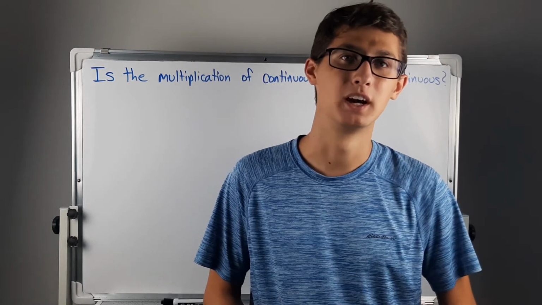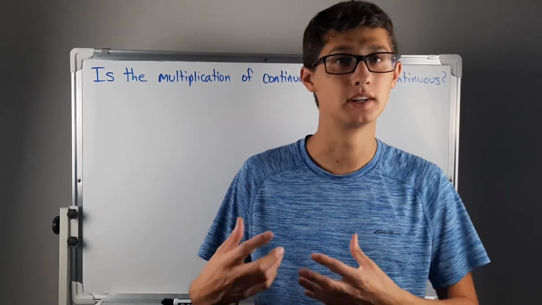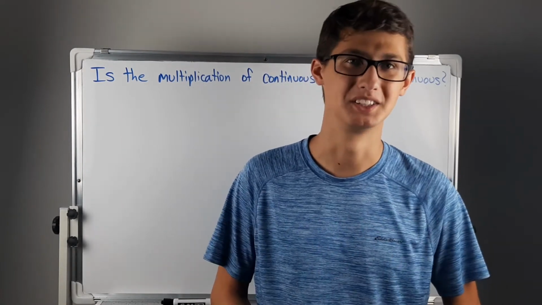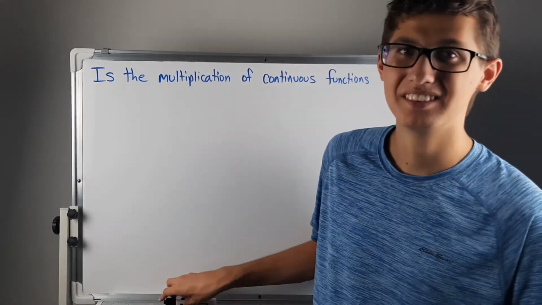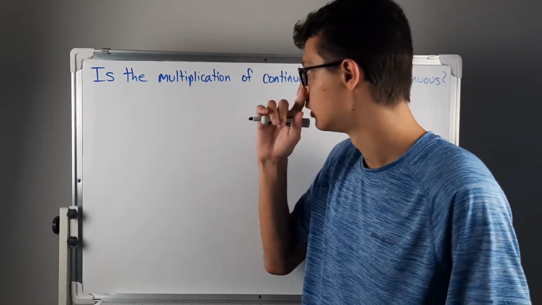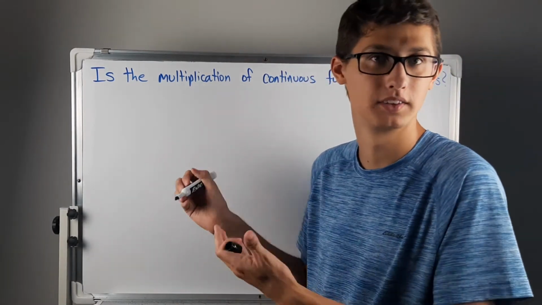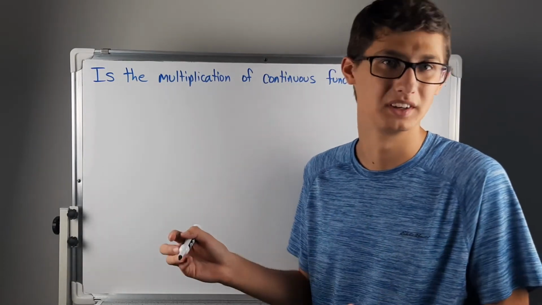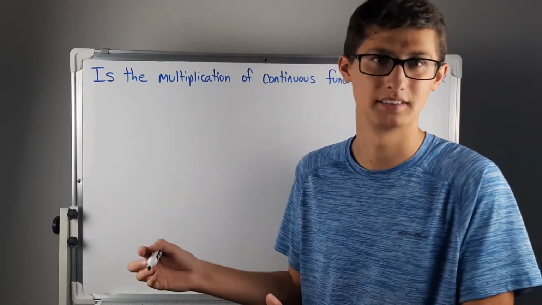In my last video, I showed that the addition of two continuous functions is continuous. What about the multiplication? Well, let's find that out. So if we take two continuous functions, let's say f and g, let's say just for simplicity that they're both continuous at x equals c.